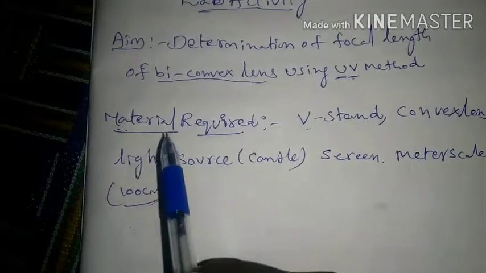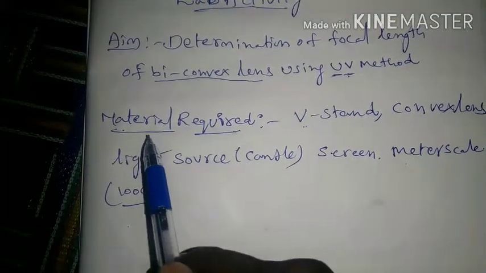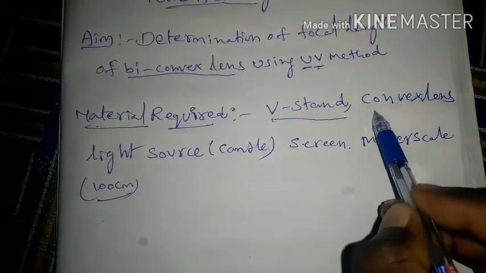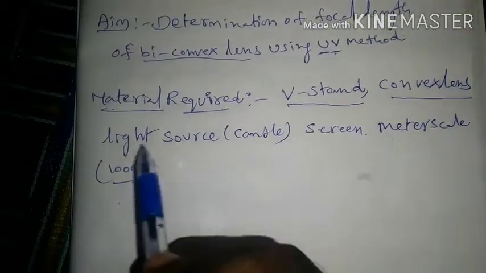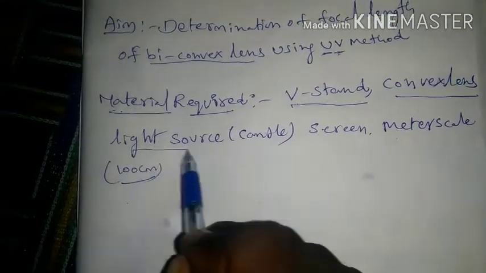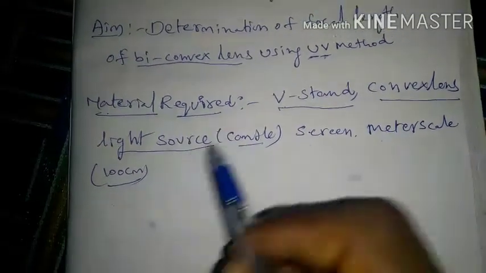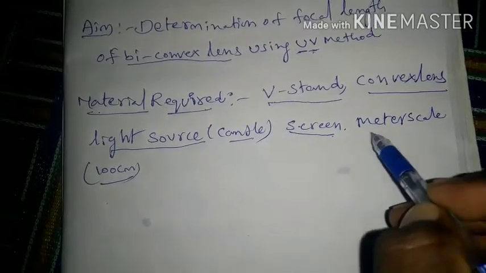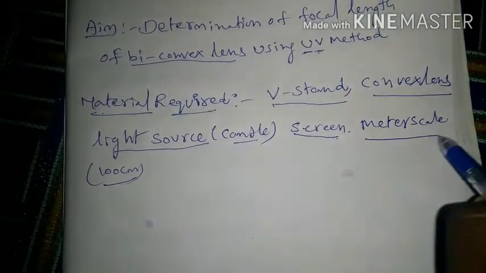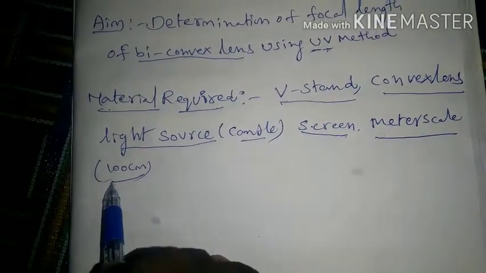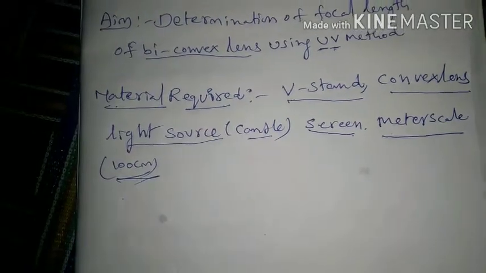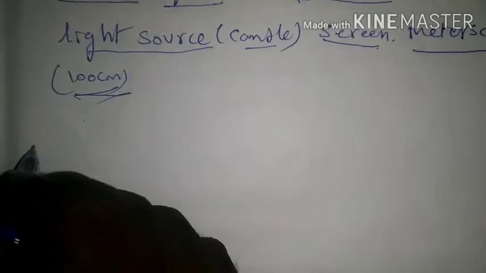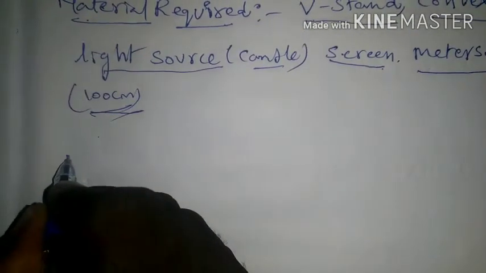Once again repeated. Material required. First one, V stand. Second one, convex lens. Third one, light source, candle. Fourth one, screen, white screen sheet. And last one, meter scale, 100 centimeters. This is materials. Next one, procedure.